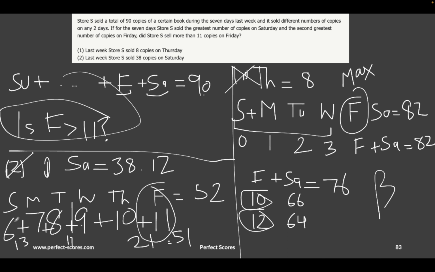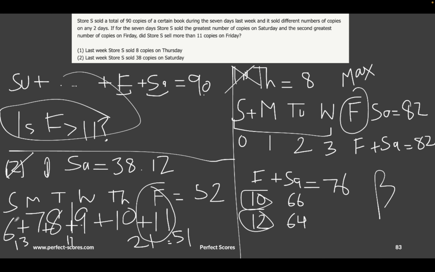And the maximum was coming out to be 51, which is not possible. So 52 it is. So that means F has to be greater than 11. So that makes the statement sufficient. Okay, so this makes the statement sufficient, guys. Let's move on to the next question.